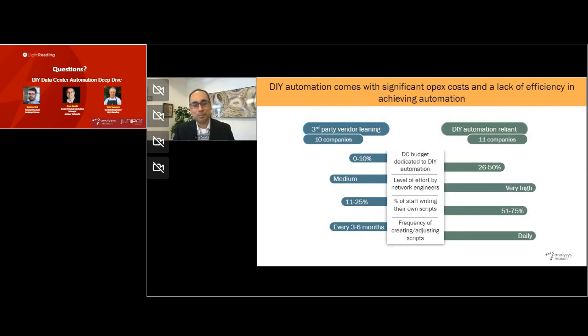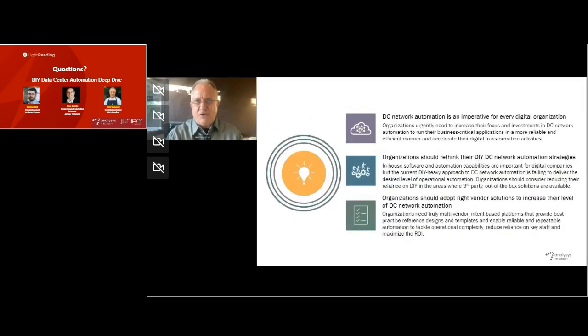Gorkem, turning then back to you, what sorts of recommendations do you have then for accelerating data center network automation based on your research and the data that emerged? Yeah, absolutely. So I would say, first of all, what this research shows is that the level of DC network automation is really low, despite the fact that it is business critical and has an impact on services, customer experience, and company's reputation.